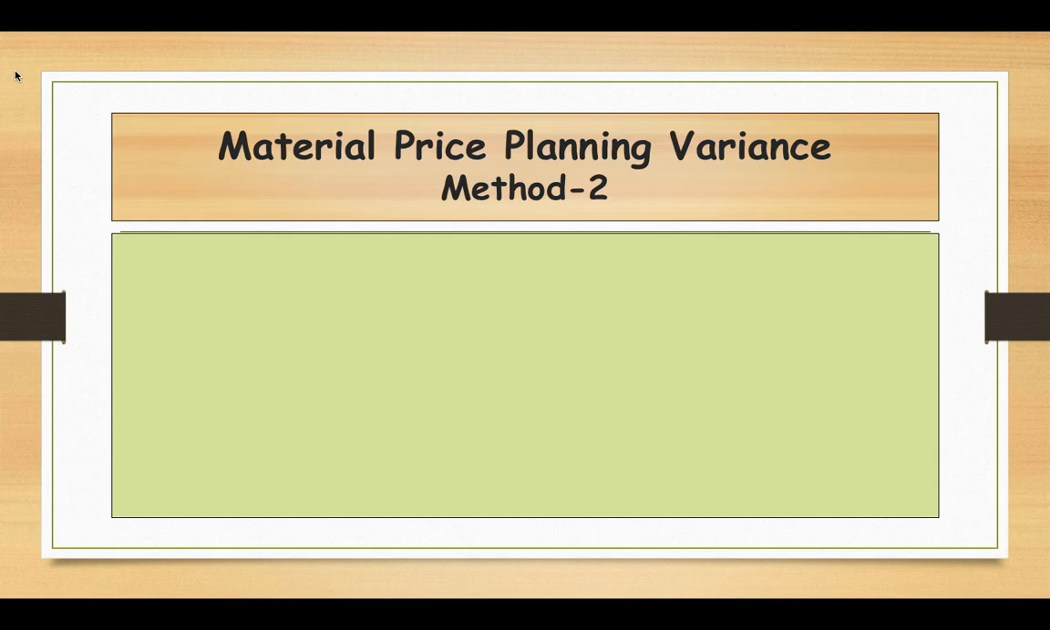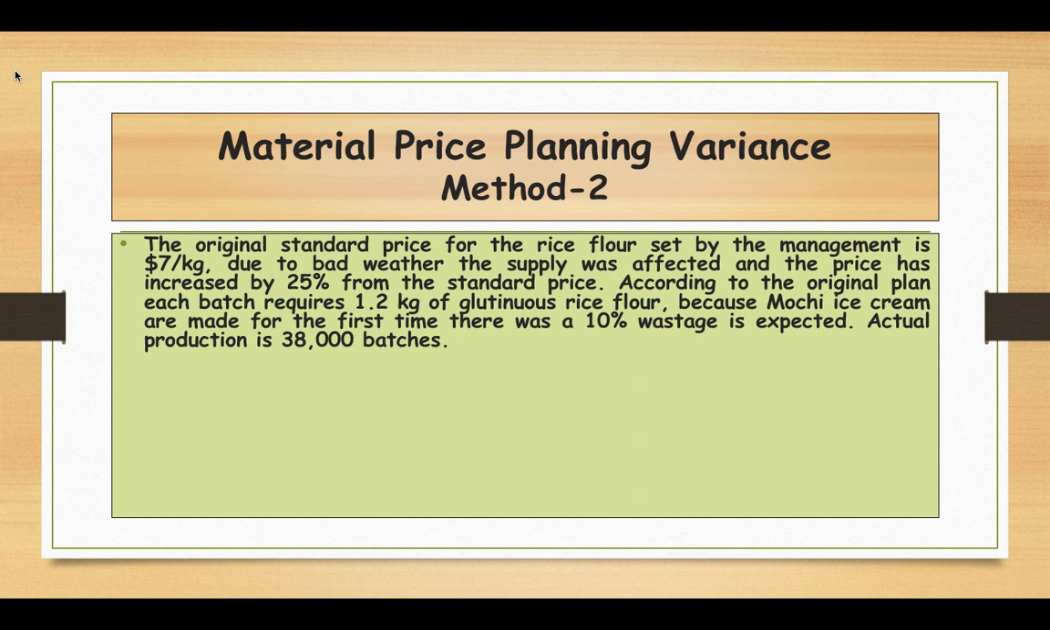So we are going to calculate the material price planning variance under method 2. Method 2 uses the number of units, here in our example, the number of batches we have produced. If we look at the same question: $7 per kilogram, that's our original standard, 25% price increase, and 1.2 kilograms per batch expected, but there is a 10% wastage. Actual production, 38,000 batches. As I mentioned before, method 2, we need to take the number of batches we have produced.